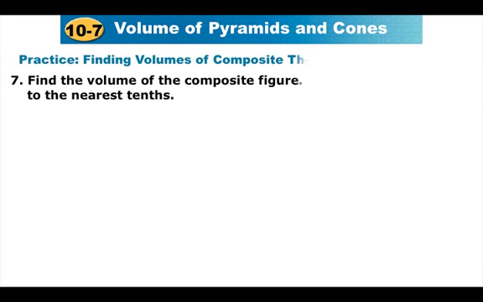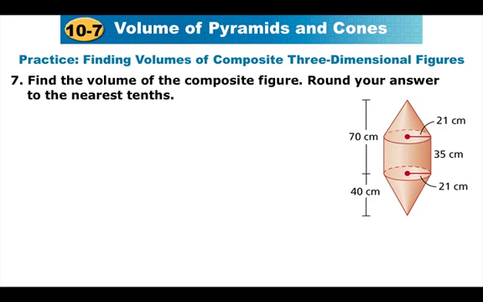Just go to number 7. It says find the volume of the composite figure. Round your answer to the nearest tenth. So you have the following information here. Notice that from here to here is 35. From here to here is 40. So this is the height of this bottom cone, 40. The height of this cylinder is 35. They don't give you this information. But the whole thing from here to here is 70. That's why this is 35.